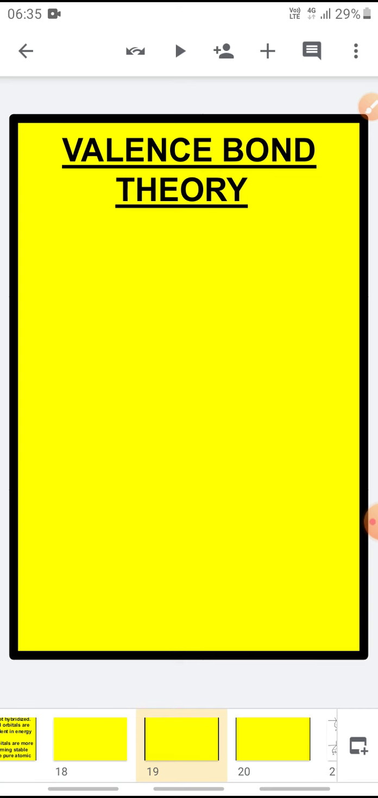In the previous presentation, we discussed hybridization, which is a part of the valence bond theory. And in the live classes, we have already done the valence shell electron pair repulsion theory. So today, I'm starting with the valence bond theory, which comes after your valence shell electron pair repulsion theory.